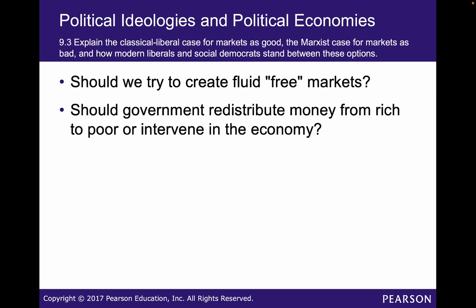So what do you think? Should we try fluid free markets? Should governments redistribute money from rich to poor or intervene in the economy? It's a matter of your own personal ideology on this, so I'm not going to try to influence you. Go ahead and take a minute and think about that. Is that something that we should do here in the United States?